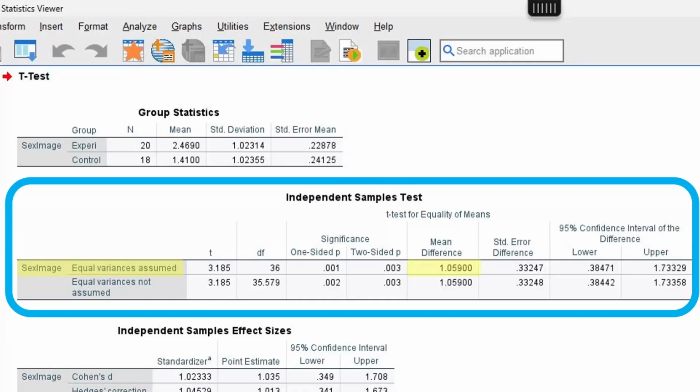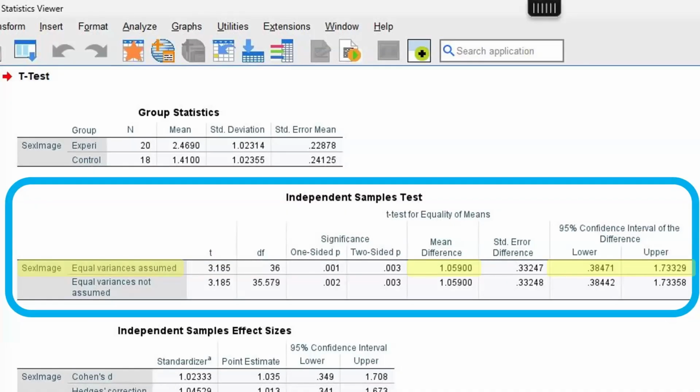So that is, if you were doing a confidence interval for the difference between the experimental and the control group, your best guess would be that the experimental population scores 1.06 points higher on sexual imagery than your control population. And if you wanted a 95% confidence interval of that, you can get it right there. There's your lower bound of 0.38. There's your upper bound of 1.7. So if you need to calculate a confidence interval, SPSS will do that for you.